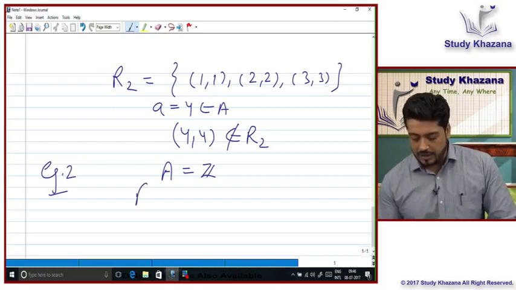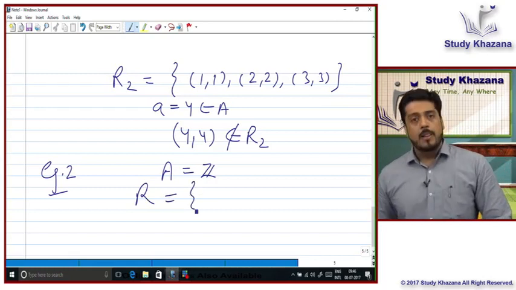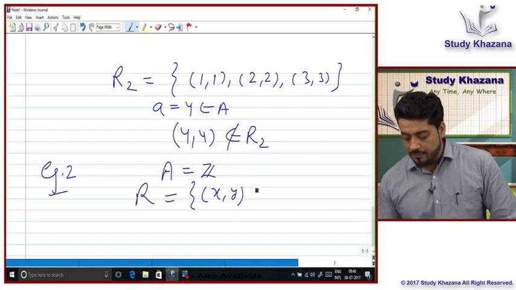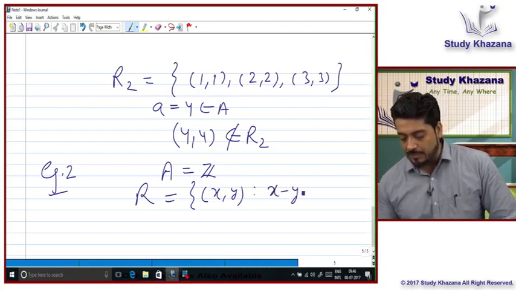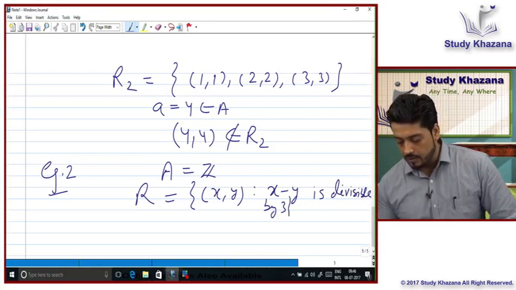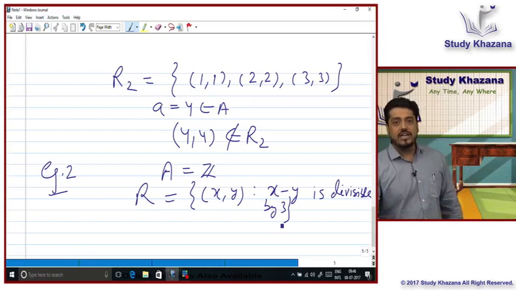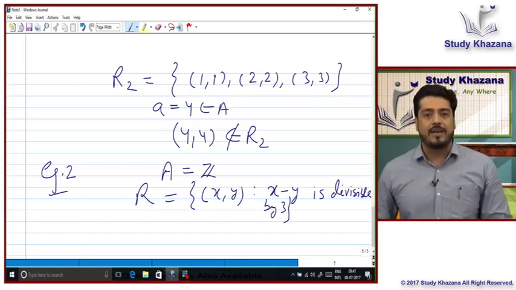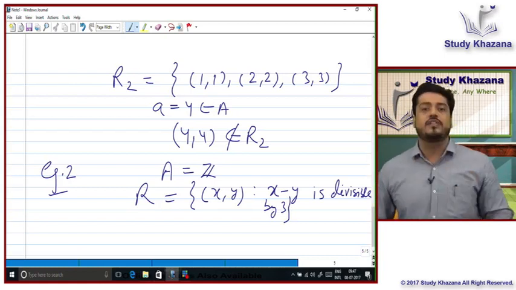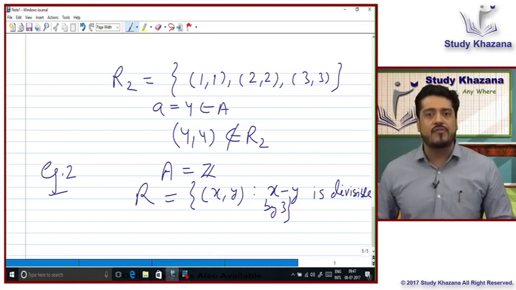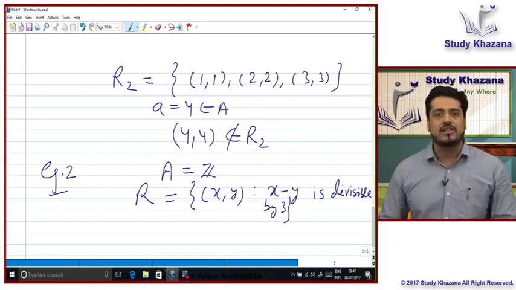Now I define a relation R. R contains all those ordered pairs (x, y) such that the difference x minus y is divisible by 3. This is my relation. This relation contains all those ordered pairs (x, y) where the difference of these two elements is divisible by 3. Now the question arises: is this relation reflexive? Let us check whether the relation is reflexive or not.